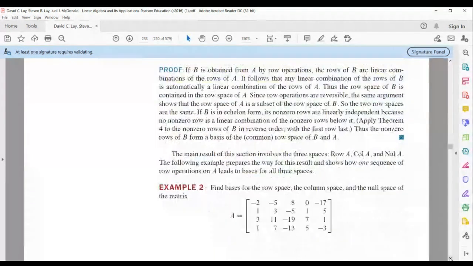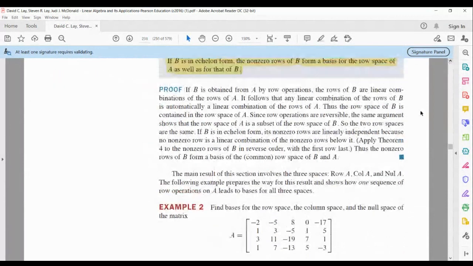If we look here in example 2, they want you to find bases for the row space, column space, and null space of this matrix. So of course you have to do row operations to get the matrix in echelon form. You don't really have to get the matrix in reduced echelon form. You could just get it in echelon form, right? Because all you need to do for the column space is identify what the pivot columns are. So they do that.